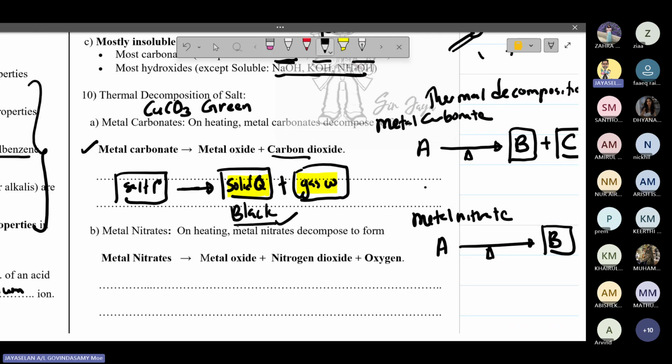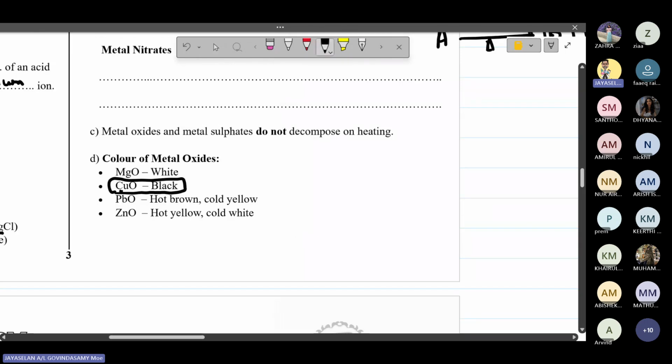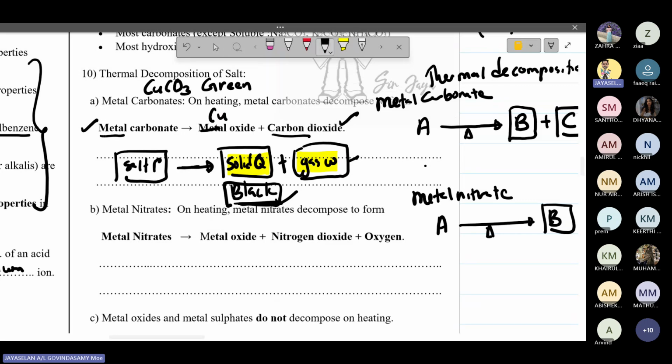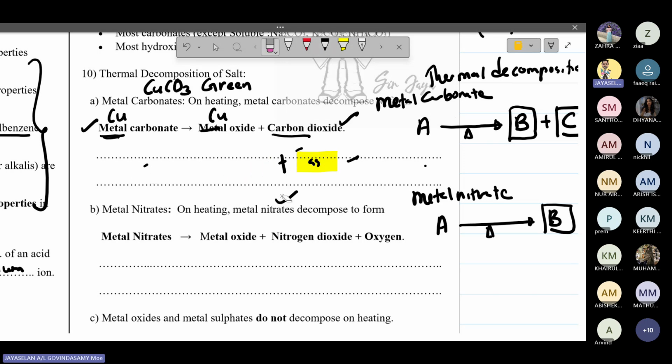Then when you see here black color and gas W is what? Carbon dioxide. Okay, when you see black color, you already know the metal. How to know the metal? See copper(II) oxide. So solid Q is copper(II) oxide. This one is copper(II) carbonate. Cara nak cari. Faham tak? All of you understand? Okay, understand. So make sure, remember, very easy this one.